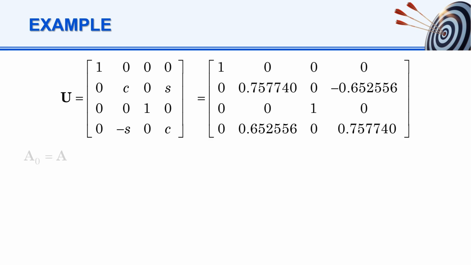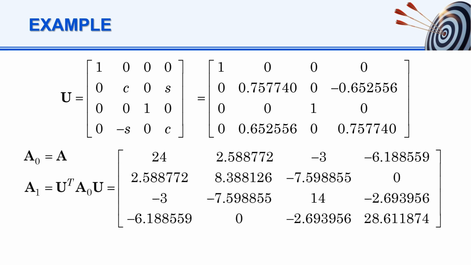The matrix A0 is initially the original matrix. Performing the orthogonal transformation gives the matrix A1. Note that the transformation created zeros at the second row, fourth column, and fourth row, second column. And note that this process modified only the second and fourth rows and the second and fourth columns. The mu value is found to be 2.72718, which means we have to keep iterating.